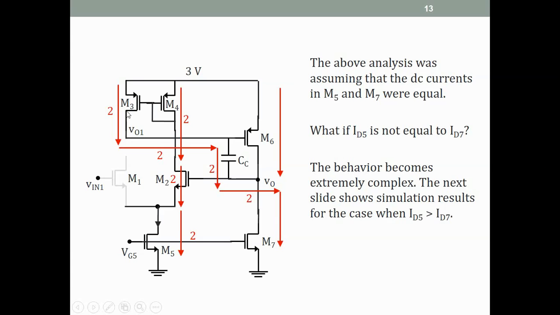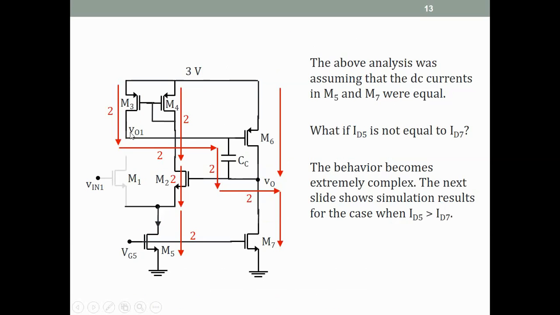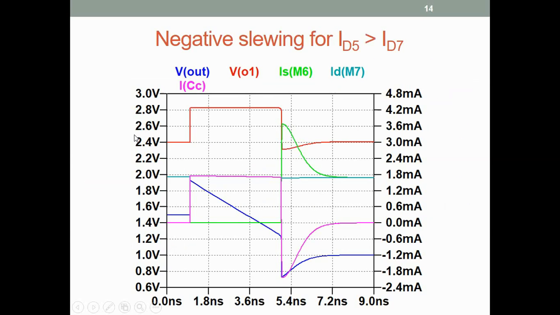You have a current path M3, capacitor, M7. The saturation current of M7 is smaller than the saturation current of M3. So what will happen? M3 has to go into triode. Let's see if that is what happens. The drain voltage of M3 is VO1. So this is a point of switching. VO1 was 2.4 earlier, and suddenly it is going up to greater than 2.8 volts.